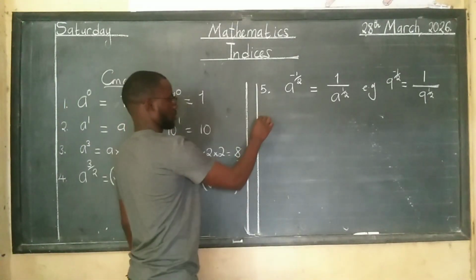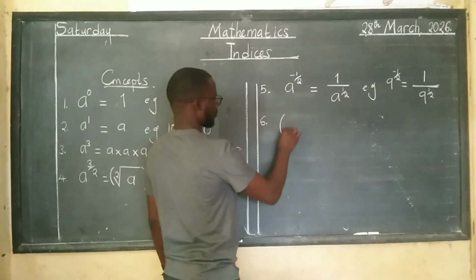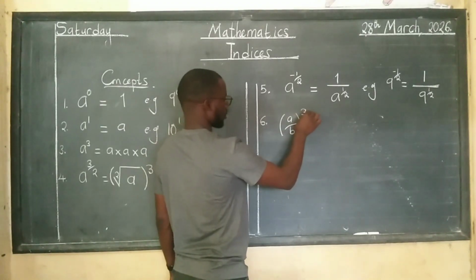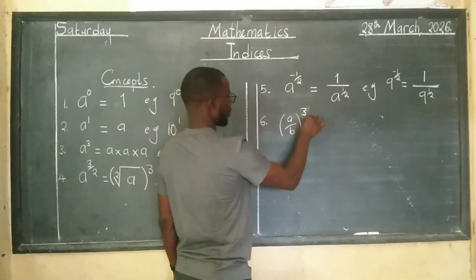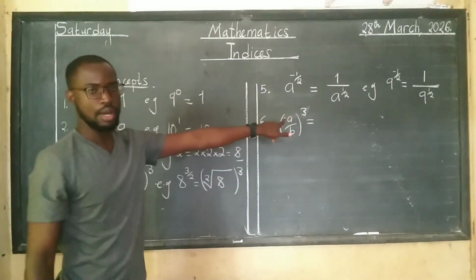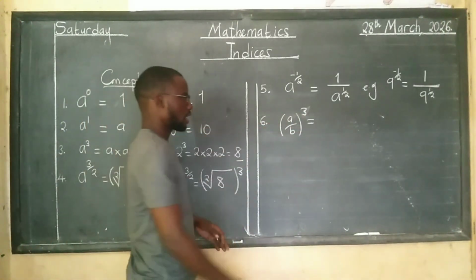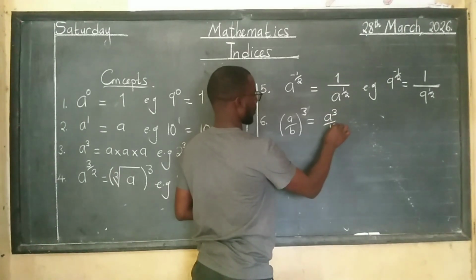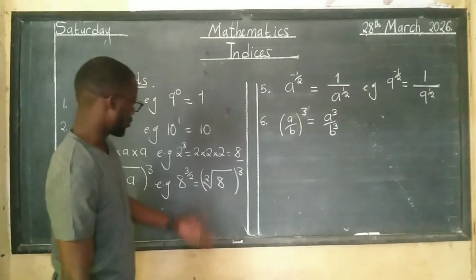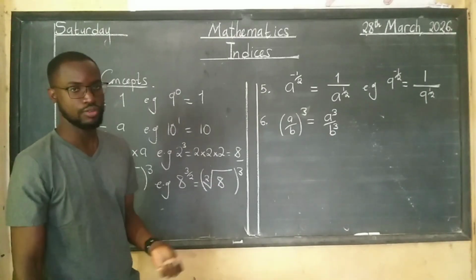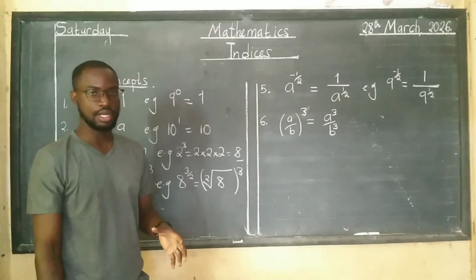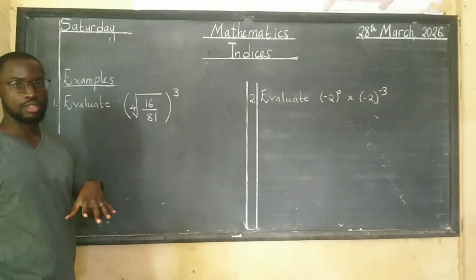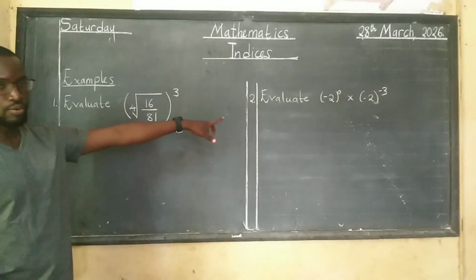Then the last one is this. If you have a over b, then everything to the power 3, the 3 applies to both the a and the b, like this: a to the power 3 over b to the power 3. So with these simple laws of indices, let's see if we can solve the examples you're going to find in the exams. Example 1. By the way, the questions on indices will always say evaluate.